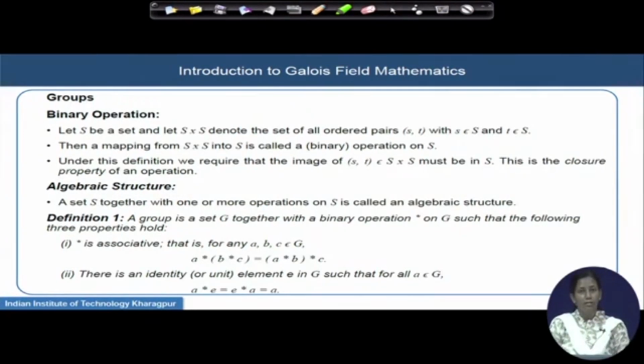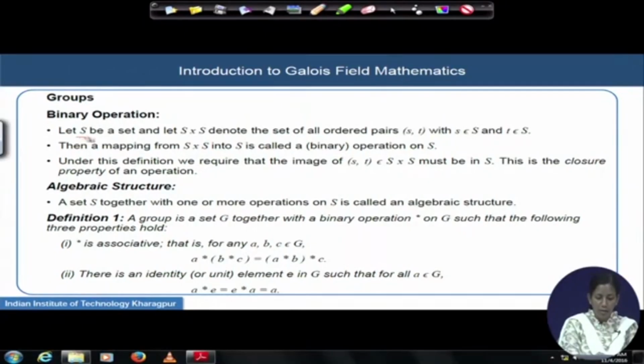Now we are starting with the group. Before entering into the algebraic structure of a group, we need to understand the meaning of binary operation, which we seldom use in digital communication, but the mathematical meaning is like this. Let us consider that S is a set, and S cross S denotes another set which is constituted by taking all the ordered pairs (s, t), where s and t belong to the original set S.